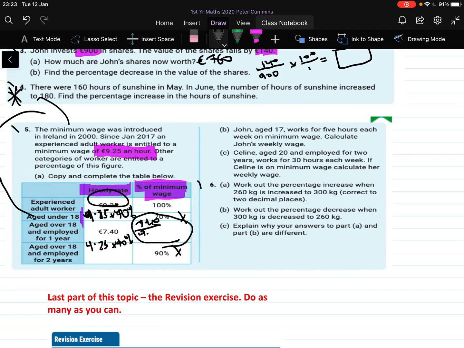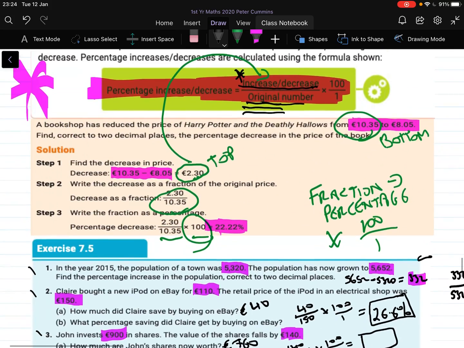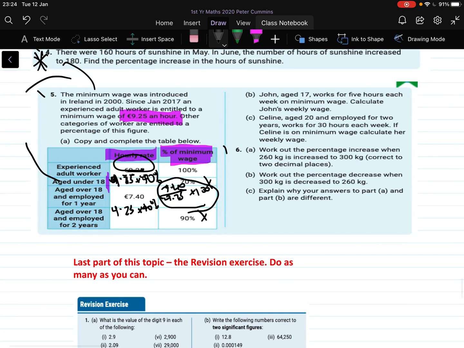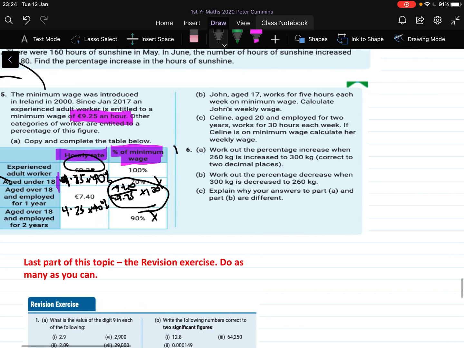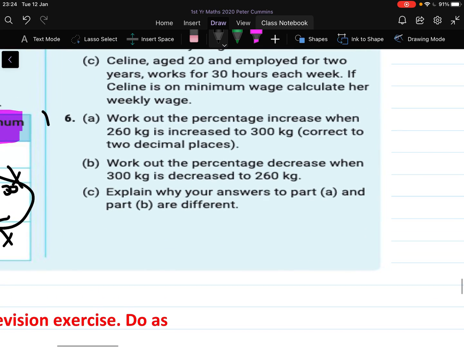over 9.25 by 100. So you're taking the increase or decrease over the original to get the percentage increase or decrease. Okay. Now, I suppose the best way to look at these is to look at the most difficult question, question number 6. Question number 6 is work out the percentage increase when 260 kilos is increased to 300 kilos, correct to 2 decimal places.